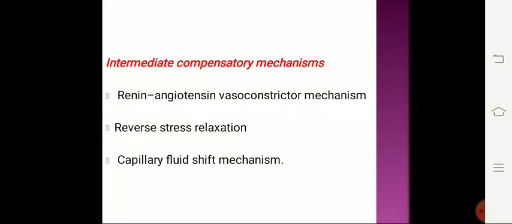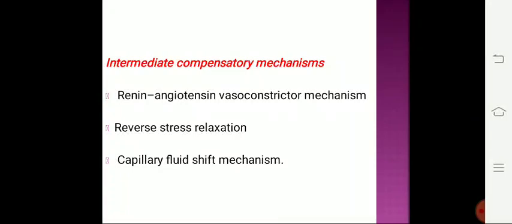Intermediate compensatory mechanism. In the intermediate compensatory mechanism, there is the renin-angiotensin vasoconstrictor mechanism. In this mechanism, there is reduced renal blood flow, and this reduced renal blood flow stimulates the juxtaglomerular apparatus. From the juxtaglomerular apparatus, renin is secreted.